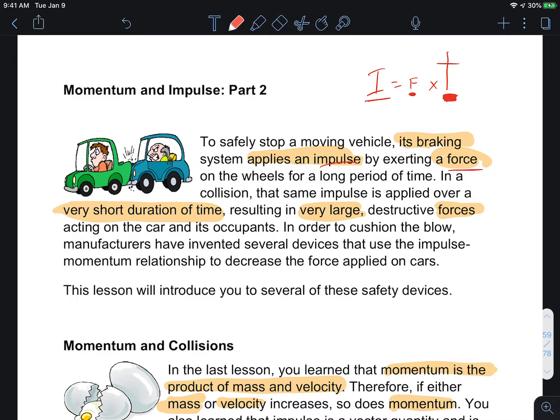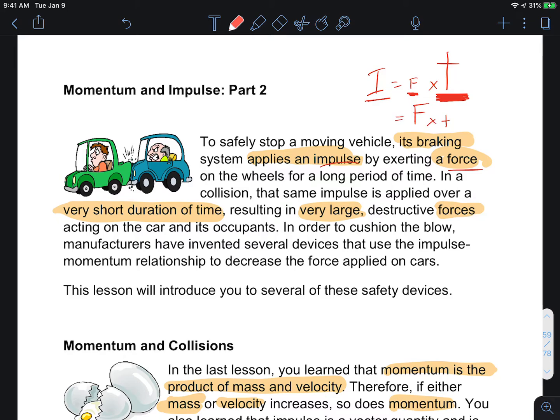Think about also an airplane landing. If you've ever been on an airplane, the difference between a good landing and a bad landing is how smooth it is, and by smooth, they typically mean how long the landing process takes. If the landing time is long and the plane slowly and gently touches down and then applies its brakes, the force the individuals inside feel is small. If the plane makes a hard landing, the time is going to be small and the force will be large.